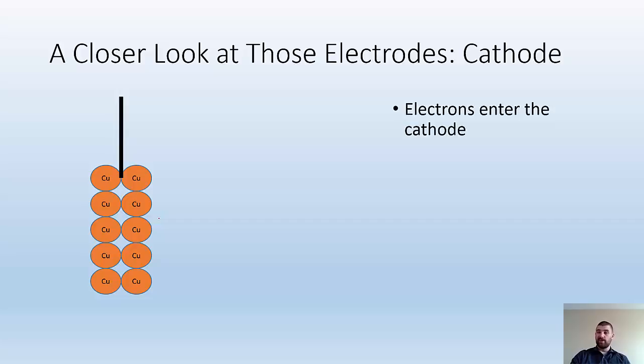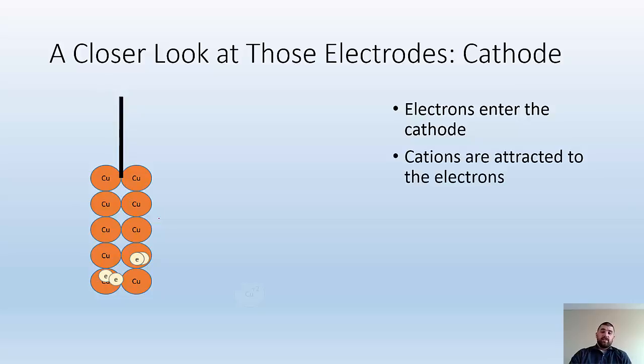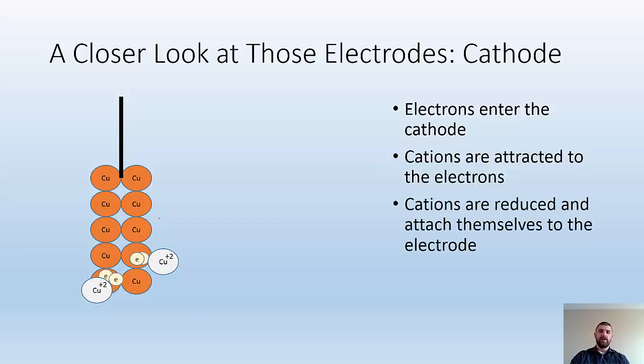Okay? What's happening at the cathode? Well, electrons enter the cathode and they're going to reduce the cations. The cations are attracted to those electrons. And they're going, hey, what's going on, electrons? And they're going, nothing, I'm just hanging out. Well, that's cool. You want to reduce me? And they go, yeah, I do. So they reduce the cations. The cations get plated onto that electrode. So what happens to the size of that electrode? It gets bigger.